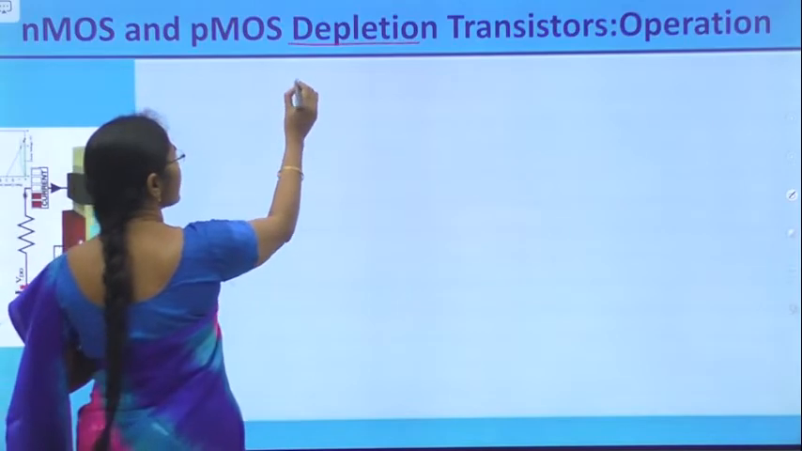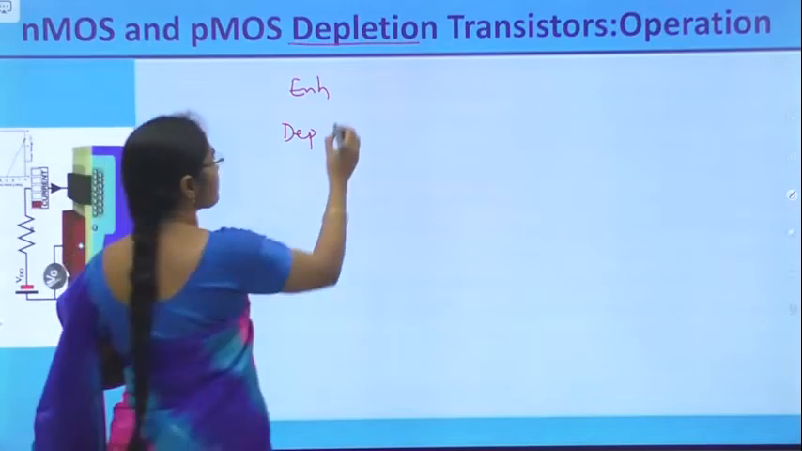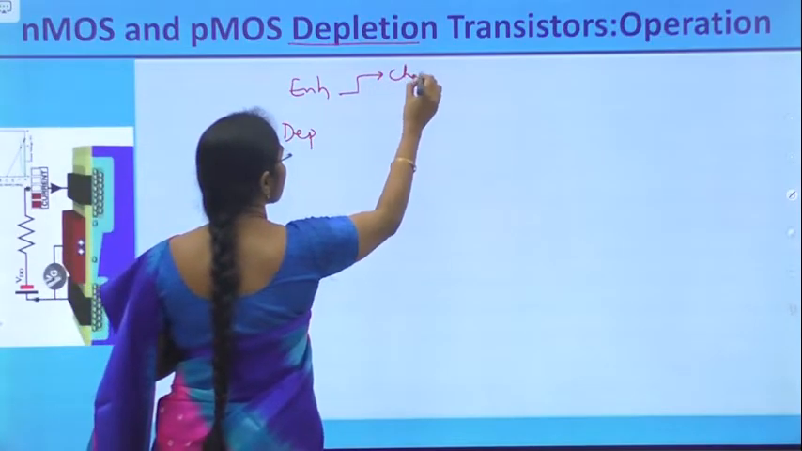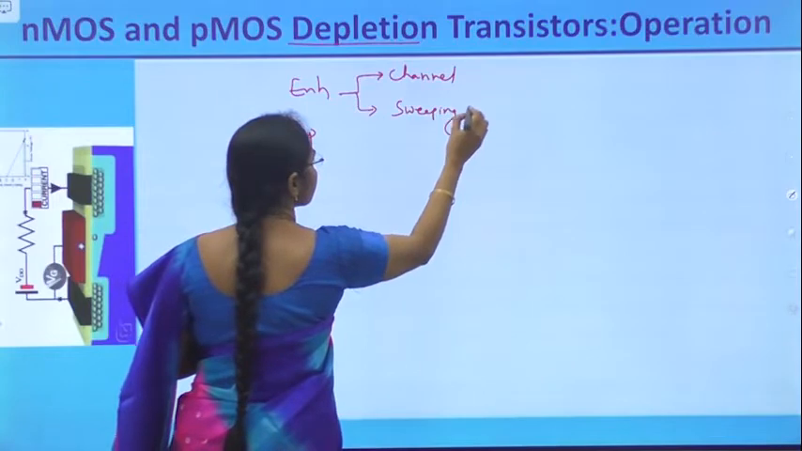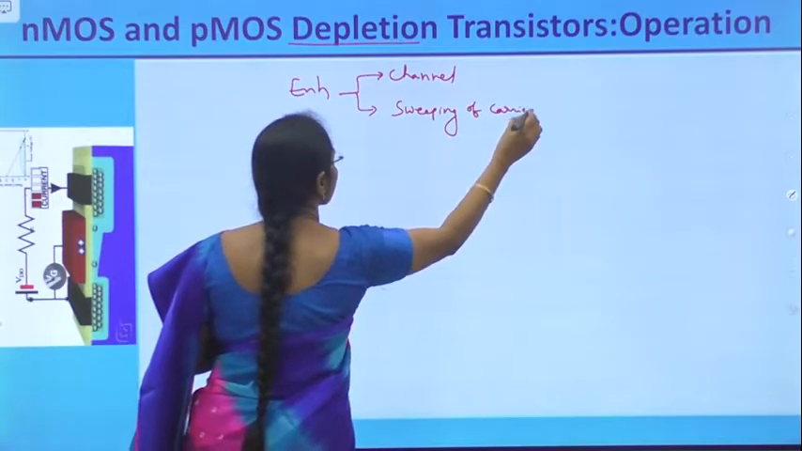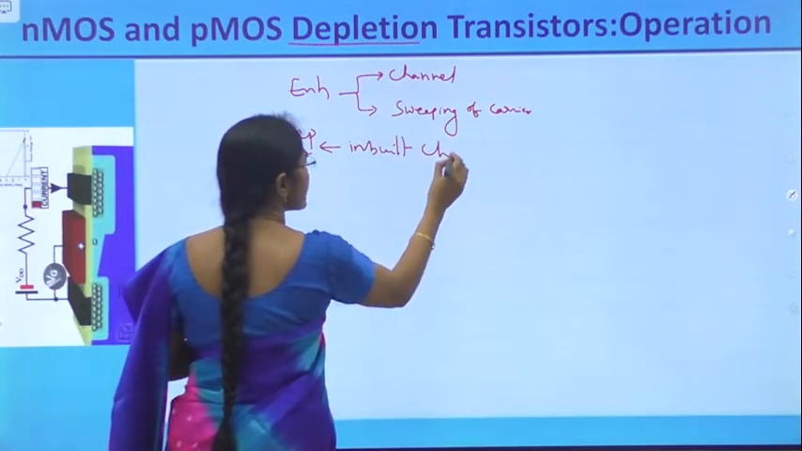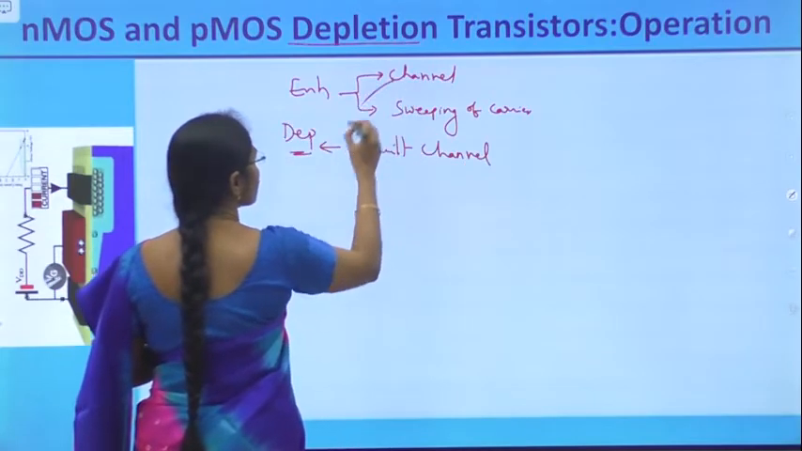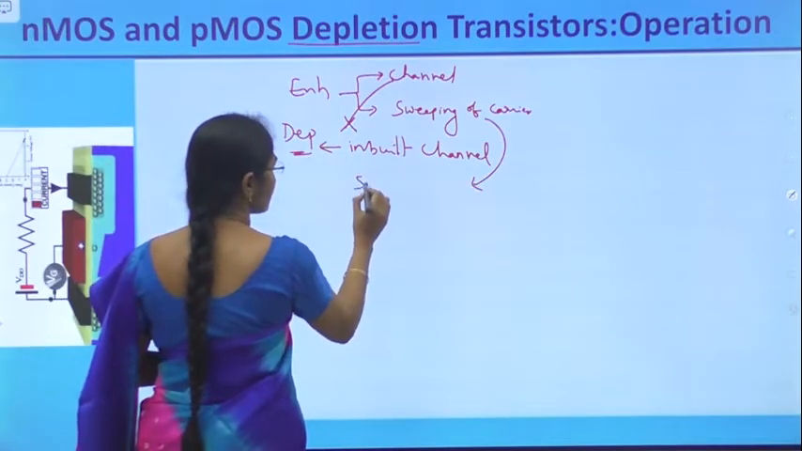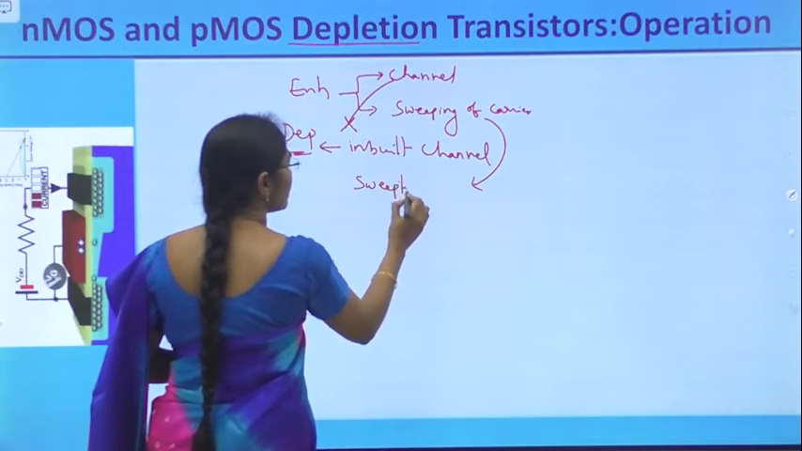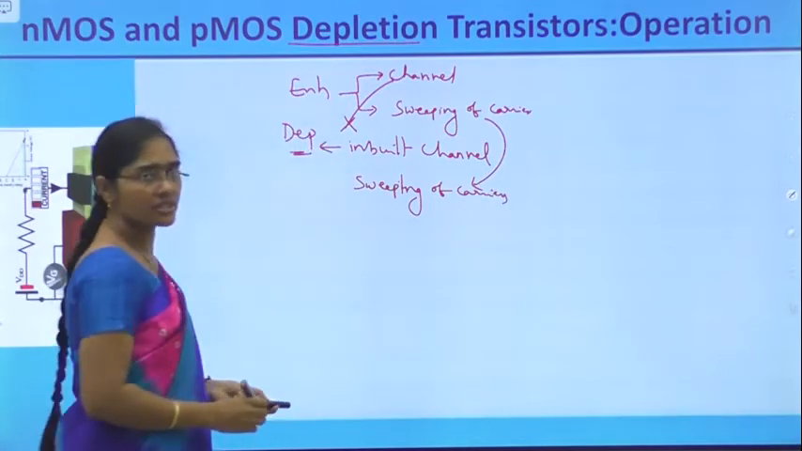Enhancement transistor operation and depletion transistor operation are both the same except for the first step. In enhancement there are two steps: channel creation and sweeping of the carriers. Whereas in the depletion transistor, an inbuilt channel is there. The inbuilt channel exists physically. Therefore, this first step is not required in the depletion transistor. Only the sweeping of carriers step is required for the operation of depletion transistors.